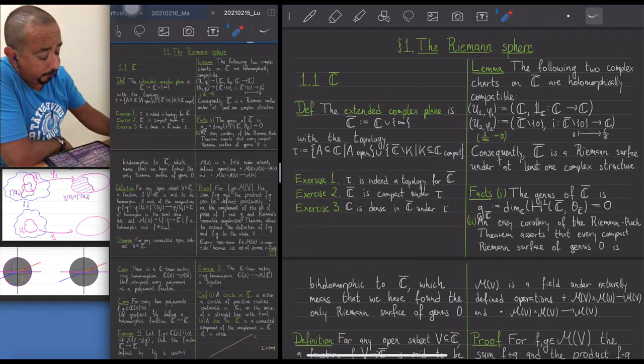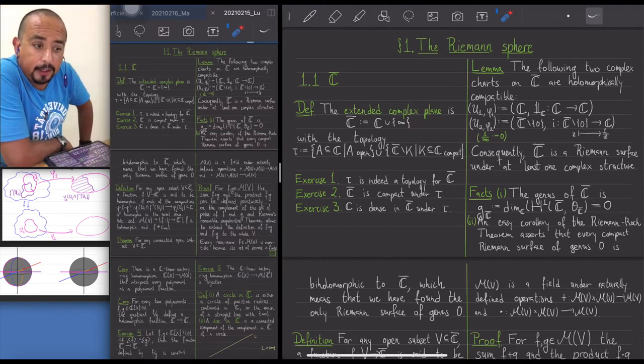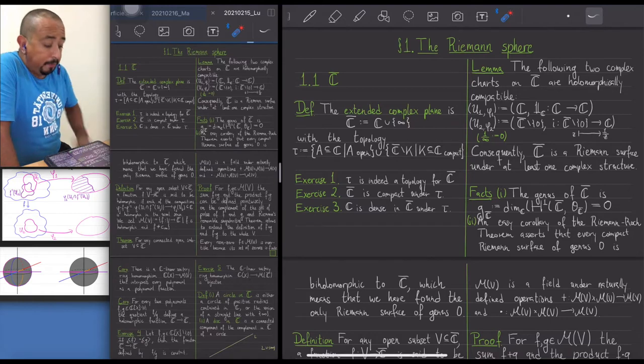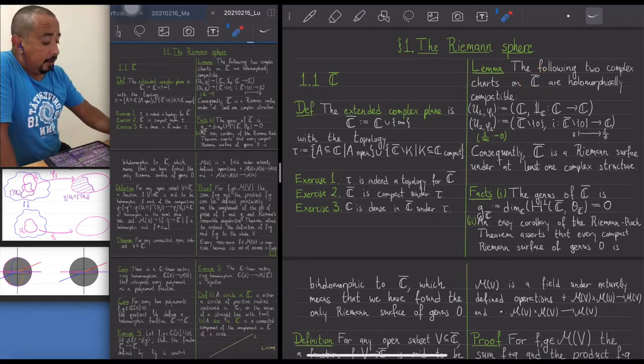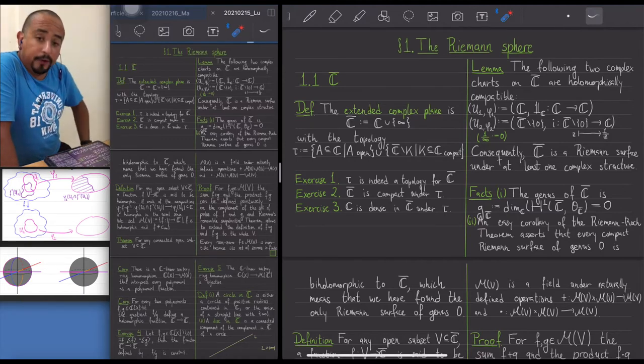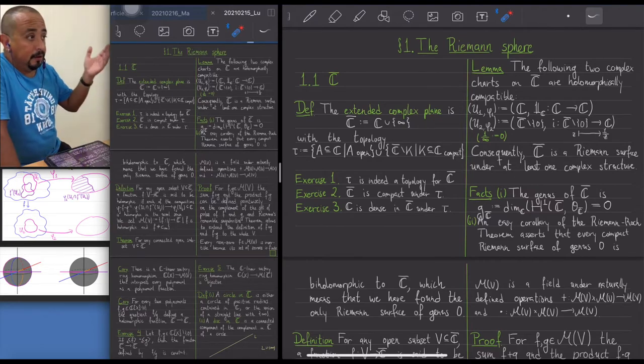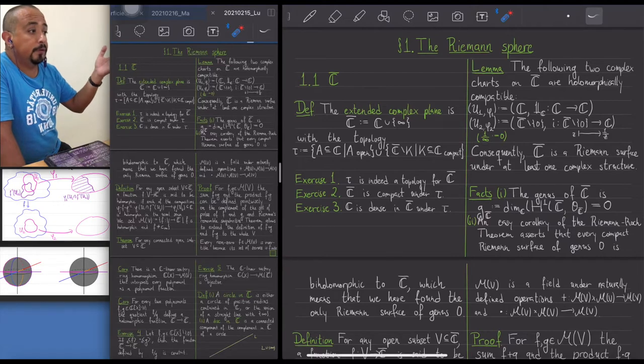Okay, so the first thing to note about C bar is that it is a Riemann surface, and that it is very easy to give a complex atlas for it. What is a complex atlas? A complex atlas is a collection of charts that cover the whole space, in this case C bar, and are pairwise holomorphically compatible. What does it mean for two charts to be holomorphically compatible? Well, that the transition maps are biholomorphic in the usual sense of complex analysis, as functions from some open subset of C to some open subset of C.